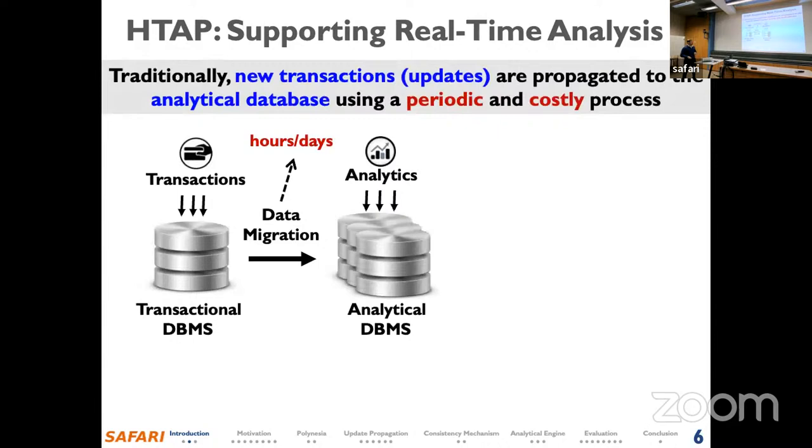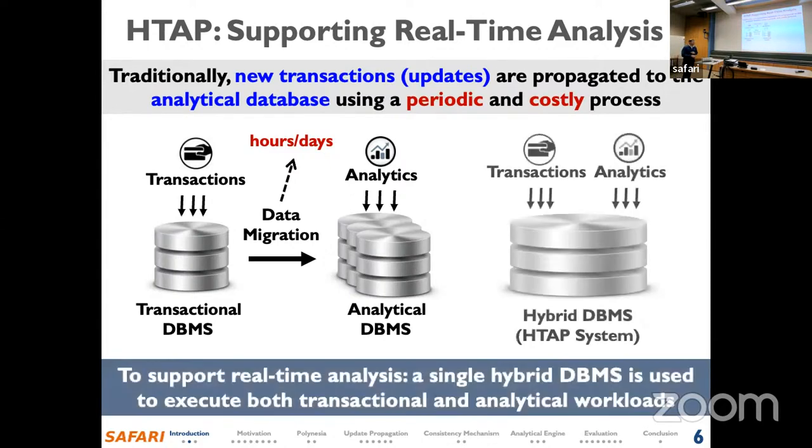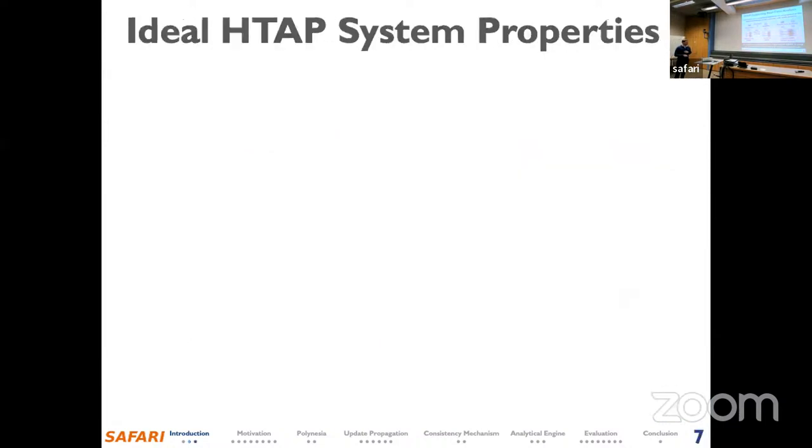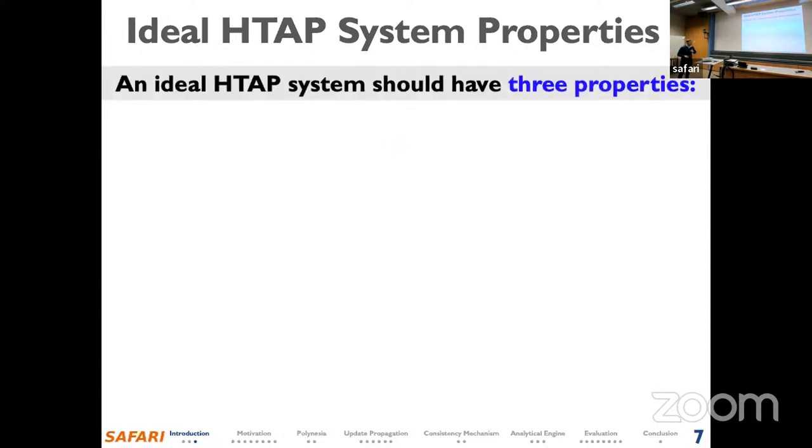In the past, transactional and analytical data were analyzed by having a traditional database management system dedicated to transactions and also a database management system dedicated to analytics. Then data was copied back and forth between the transactional and analytical databases, either manually or via some process that could take hours or days. To solve this problem, the database field came up with what we call a hybrid database management system, or HTAP system, which can do both transactional and analytical processing in a single database system, eliminating the cost of this coarse-grain data movement and migration between one and the other. Ideally, a hybrid transactional analytical processing system should have at least three properties.